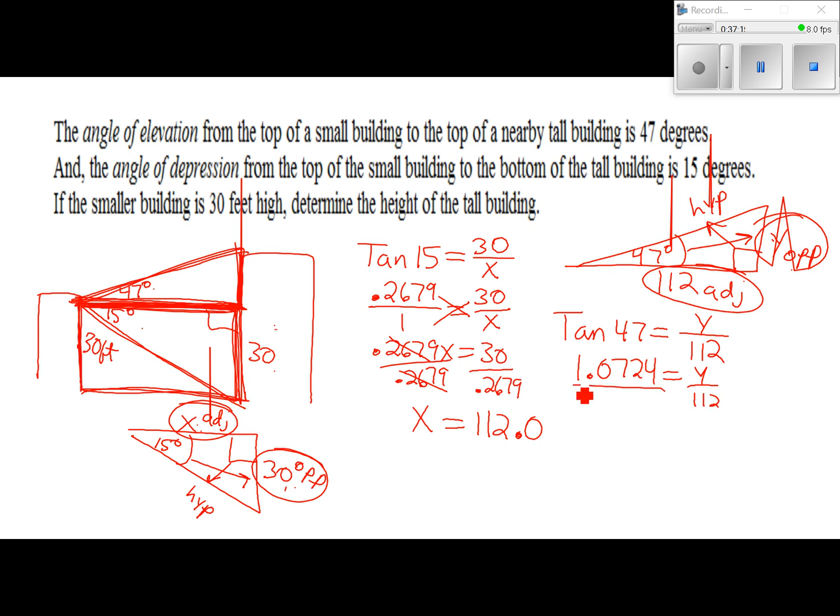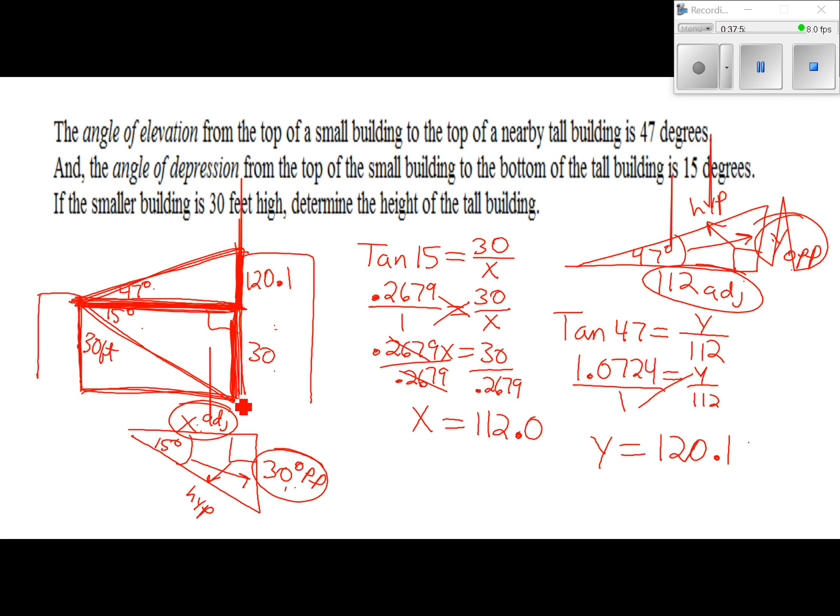Put a 1 underneath this. It's a nice one because all we got to do is cross multiply here and it's going to give us the answer. So we take 112 times 1.0724, and I get 120.1. Again, that's this distance. So this distance right here is 120.1. Again, this doesn't look like 120.1 compared to my drawing where this is 30.